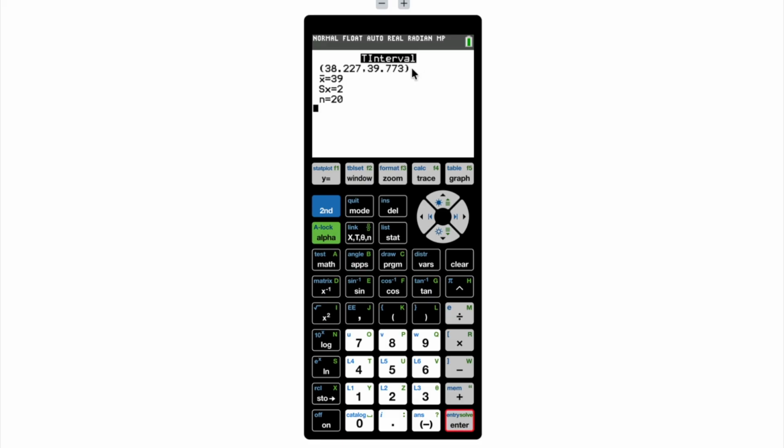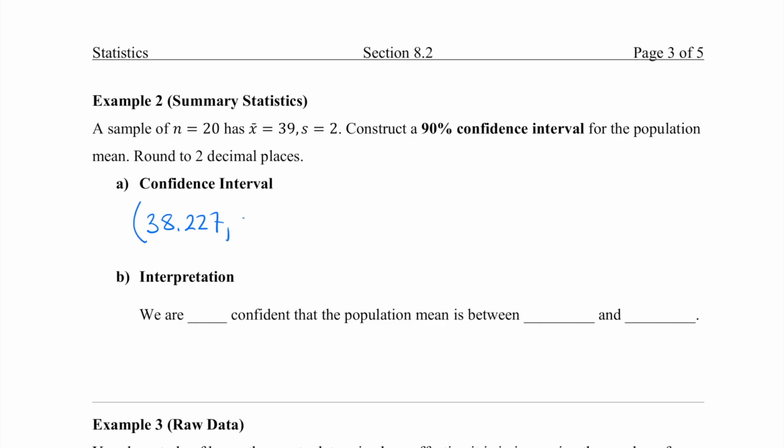And this is our confidence interval. The calculator gives this confidence interval, and the question is asking for 2 decimal places. So we're going to round these numbers. So we have 38.23 and 39.77.